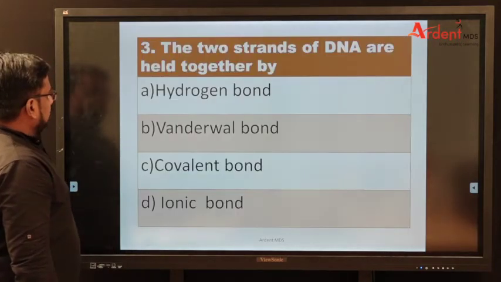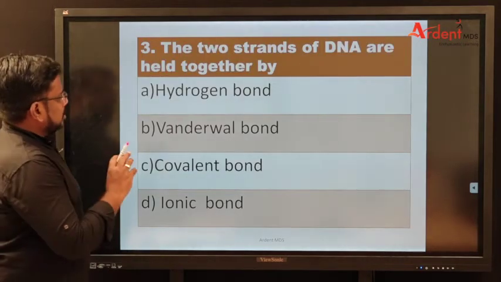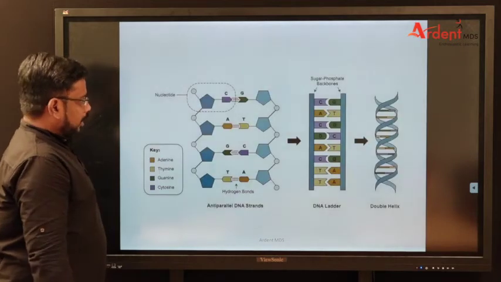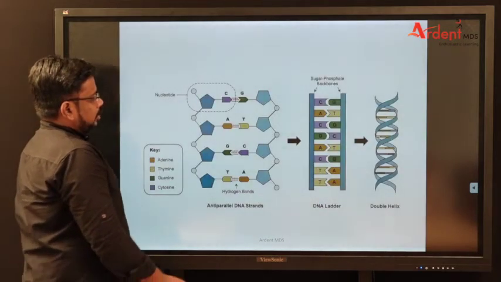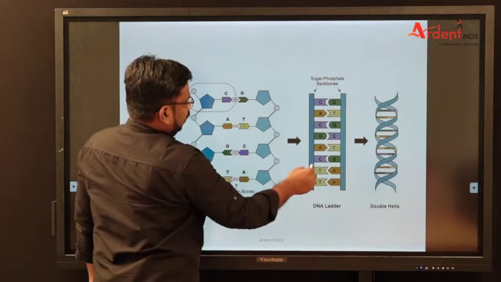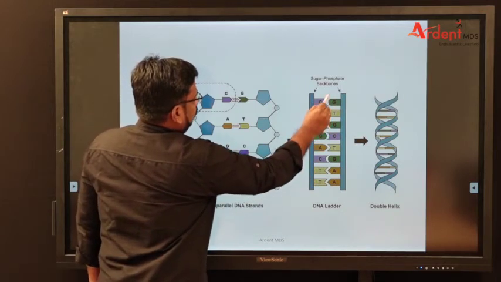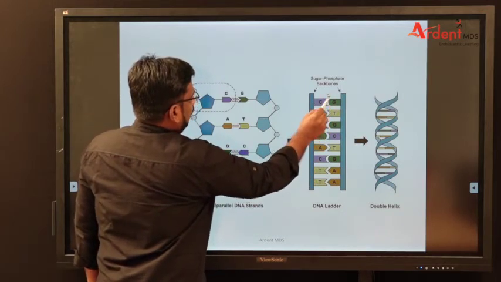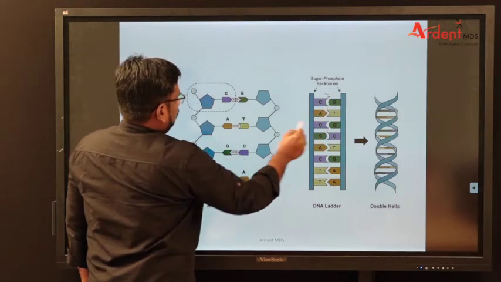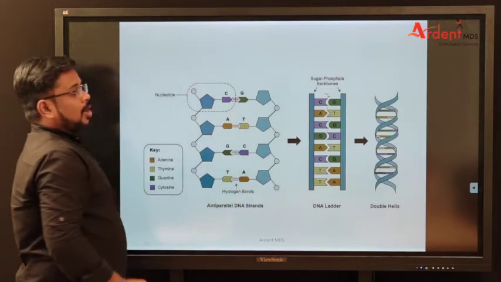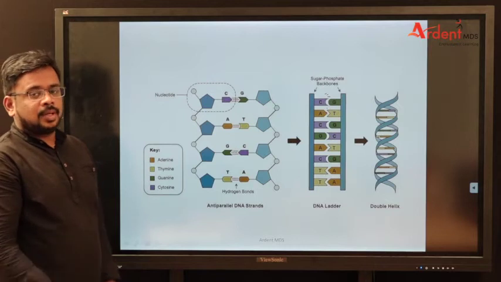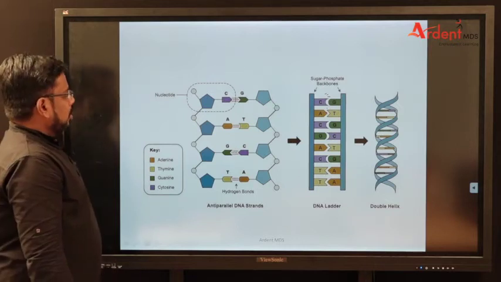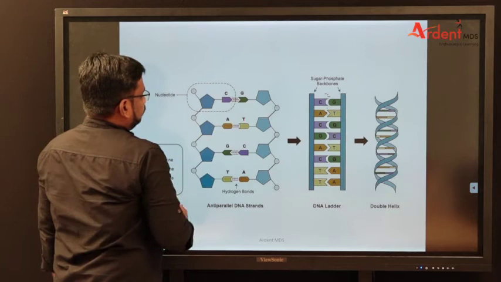Right. Question number 3. The 2 strands of DNA are held together by. Right. These are the 2 strands of DNA. In between the 2 strands of DNA you have something called hydrogen bonds. And how many hydrogen bonds are present? Again, this may be asked in your MCQ. In between adenine and thymine.